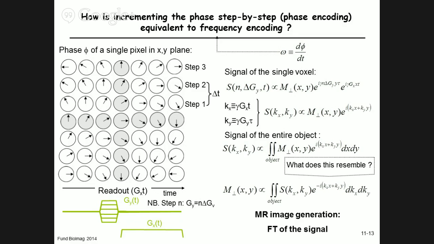So the MR image generation is done. The data that's recorded in the computer from the experiment is two-dimensionally Fourier transformed, and that gives you the image of the object. And this is where MRI is fundamentally different from the X-ray based techniques.